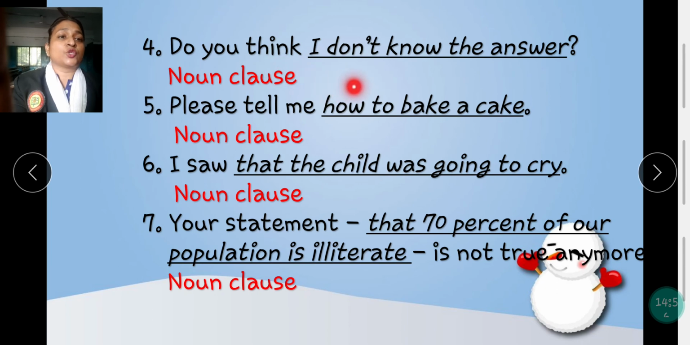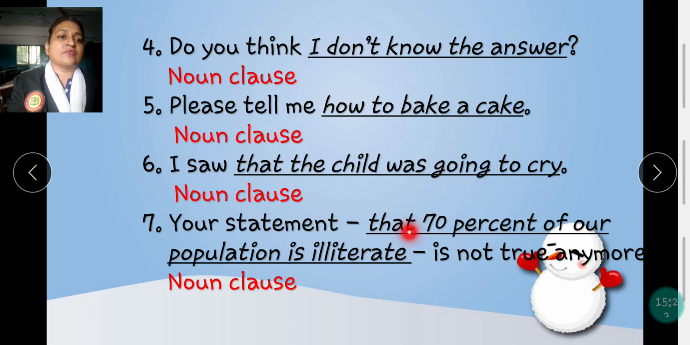Do you think I don't know the answer? I don't know the answer is noun clause. So here it is talking mainly about the answer. So that is noun. Please tell me how to bake a cake. How to bake a cake is noun clause. Again, here they are talking about the noun cake. I saw that the child was going to cry. Now again it is a noun clause because here it is talking about the child.